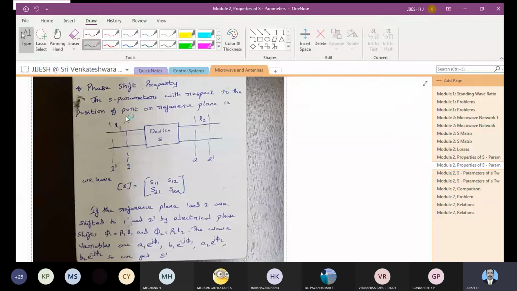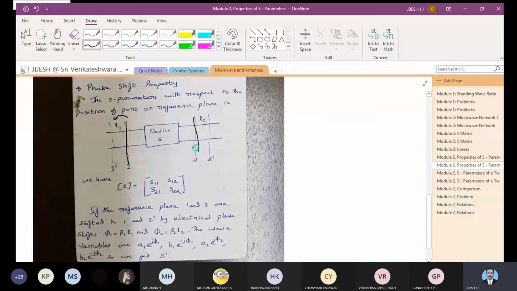So here what we are going to do is this. You can see that this is the first reference plane, and this reference plane can be shifted. So it is shifted here. This one has shifted to 1 dash, and this reference plane has been shifted to this side. So there will be a change in phase difference. You can just complete it.